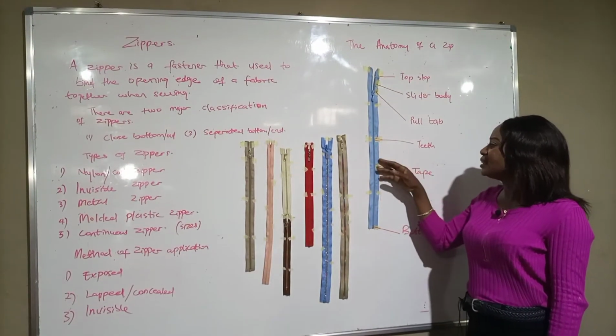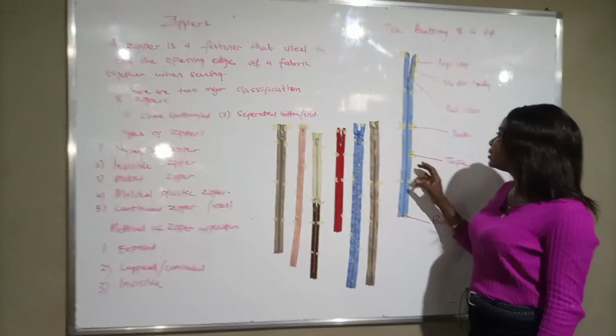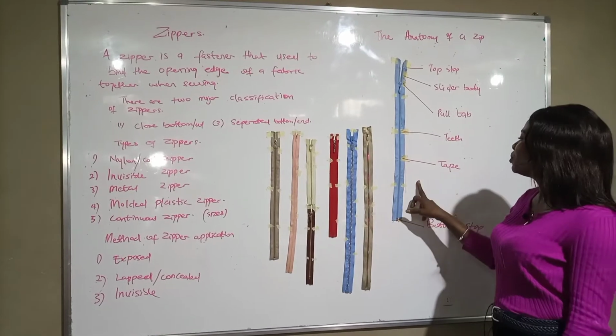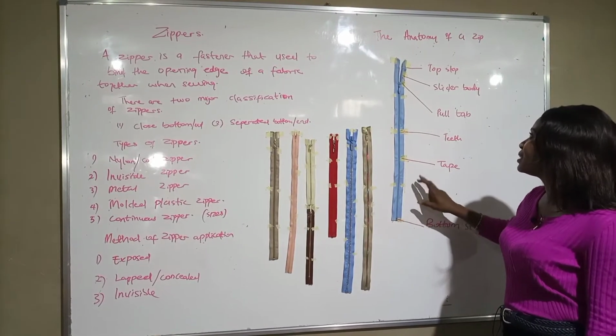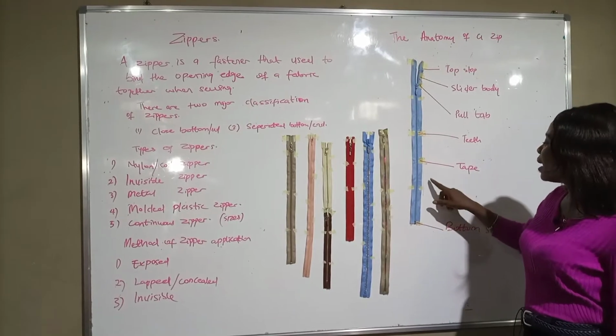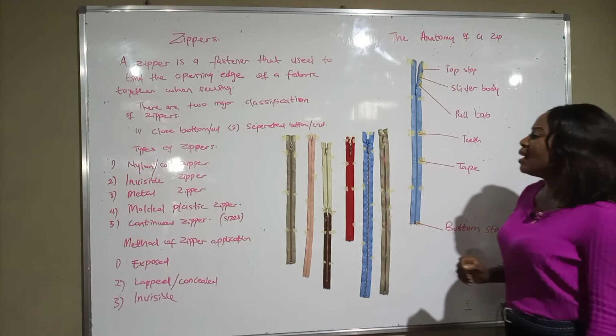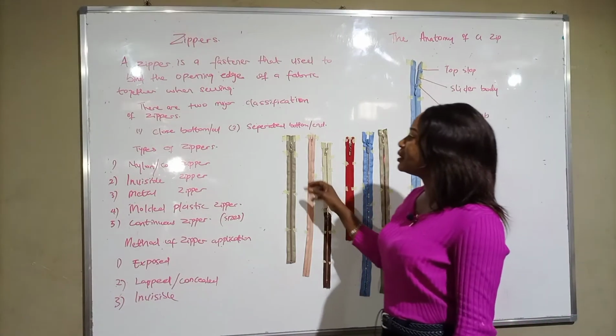It can be interesting when you are fixing the zip if you know how to go about it. But if you don't understand how to go about it, it can be frustrating. But by the end of this video, I'm sure you are going to have a better understanding of how to fix your zippers. Now let's look at the other various types of zips.